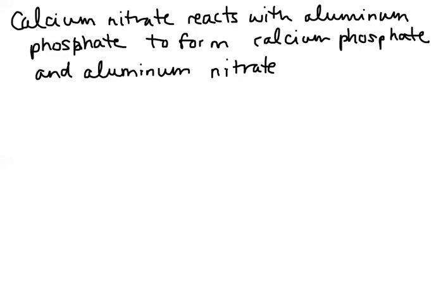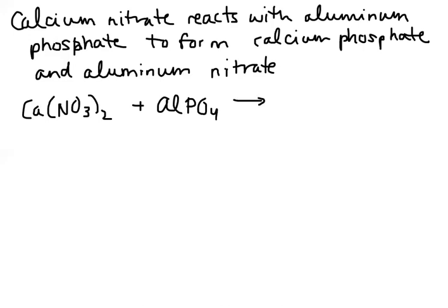What is the formula for calcium nitrate? So the charge on calcium is 2 plus. The charge on nitrate is, so it's CaNO3 2 plus. Excuse me. What's the charge on aluminum? And what's the charge on phosphate? Yep, so those balance each other out. 3 plus and 3 minus, boom, they're good.